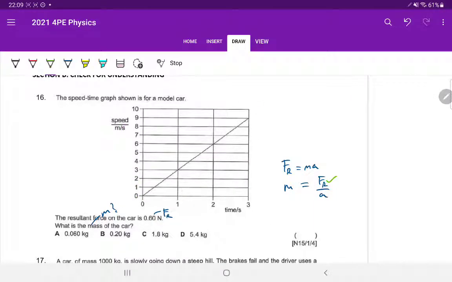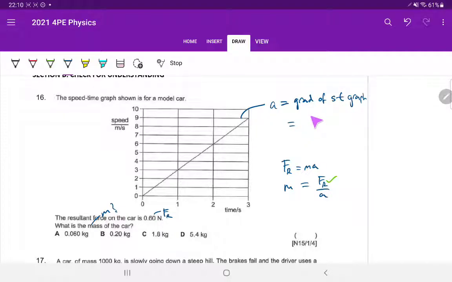So how do you get acceleration from this speed time graph? In order to find the acceleration, it is the gradient, right? The rate of change of speed is the acceleration. How much the speed changes is the acceleration. So to find the gradient of this graph is the first step. So you can get acceleration from the gradient of the speed time graph, which is another concept tested in this MCQ question.